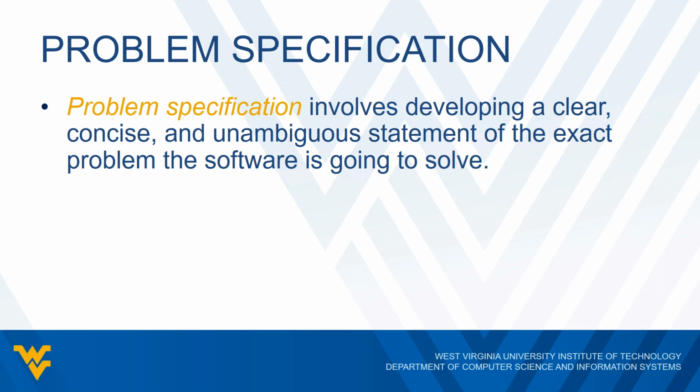So this involves developing a clear, concise, and unambiguous statement of the exact problem the software is to solve. The original problem statement is most likely in the feasibility study, but in there it may be unclear, it may be incomplete, or even maybe contradictory. So the idea is that we need to rewrite what is in the feasibility study to make sure that it is more clear and more concise.